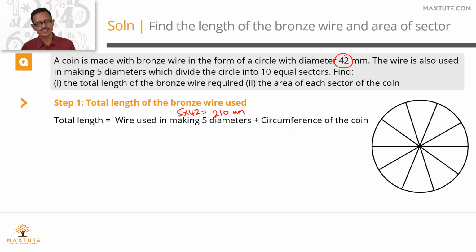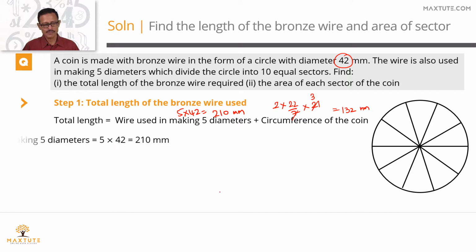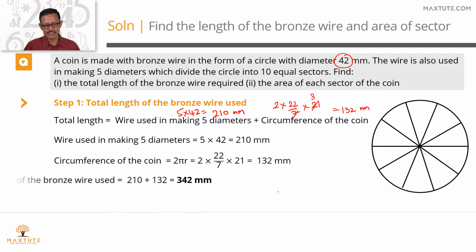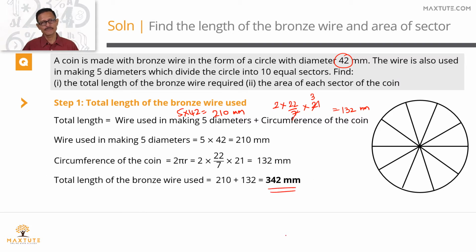This part is straightforward. We just need to substitute in the formula for the circumference of the circle, which is 2 pi r: 2 into 22 by 7, which is the value of pi, into r. If the diameter is equal to 42, the radius is equal to 21. The 7 cancels out to leave us with a 3. 22 into 2 is 44, into 3 is equal to 132. So the circumference of the coin is 132. The diameters add up to 210. So the total length of wire required is the sum of these two, which is equal to 342 millimeters. So much wire is required.